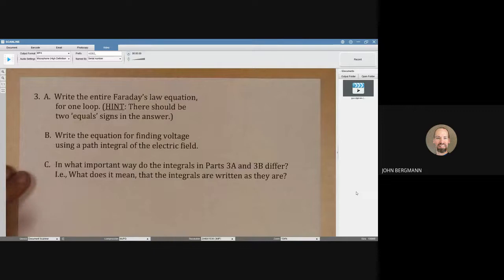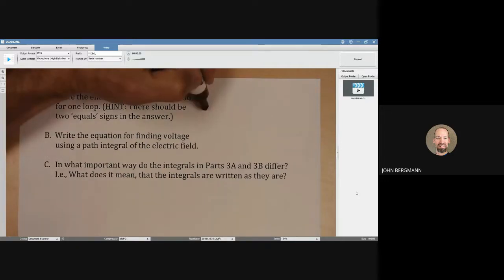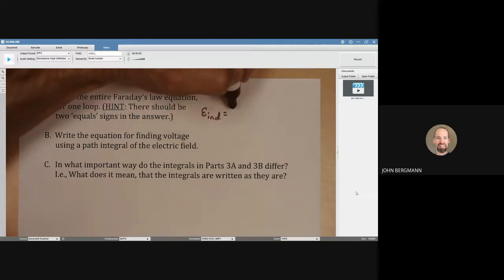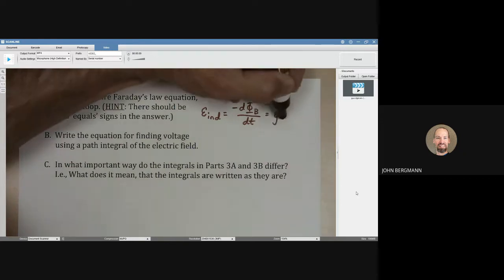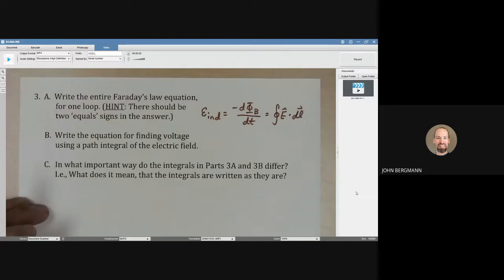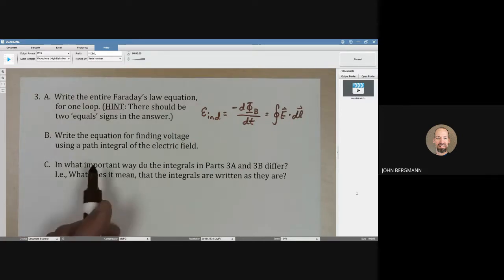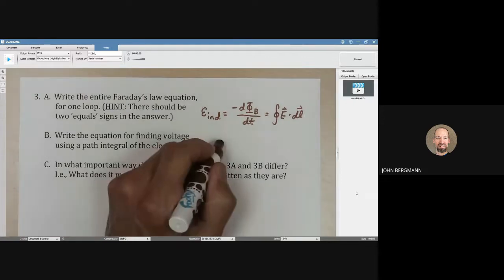Write the entire Faraday's law equation for one loop. Hint, there should be 2 equals signs in the answer. We are generating an induced EMF, and if we only have one loop, then we don't have to put N in front. So that's part of it. And then the other part is it's the dot product of the electric field going around the edge of the loop. What's the equation for finding voltage using the path integral of the electric field?